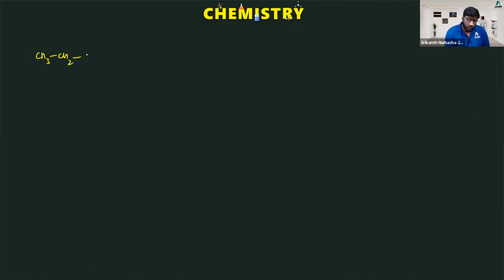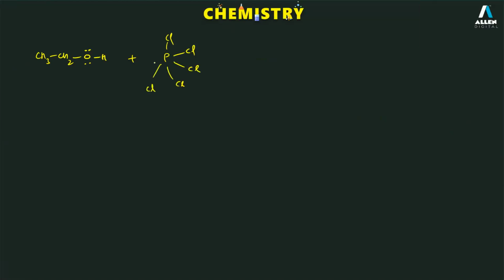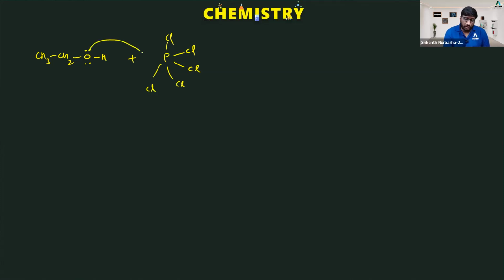CH3CH2OH, alcohol, can act as a nucleophile or not? Yes. Alcohol can act as a nucleophile because there is the presence of a lone pair of electrons on oxygen. The lone pair of electrons on oxygen will be attacking this phosphorus. As soon as the attack occurs, the phosphorus-chlorine bond is going to be lost. So we'll be having loss of chloride ion.